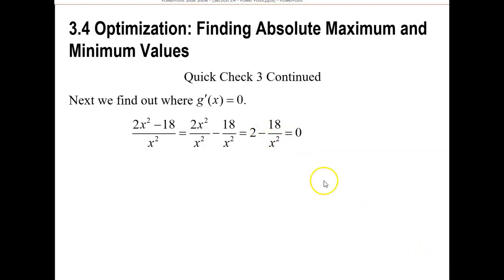So this is just simplifying right here. This is what we had. They're just splitting it up and reducing it, then setting it to 0. So adding the 18 over x squared to both sides, multiplying both sides by x squared, dividing by 2, and then square rooting. So we get plus or minus 3.